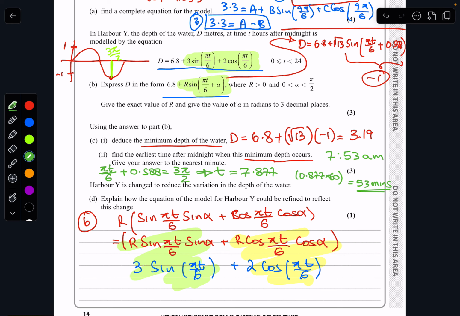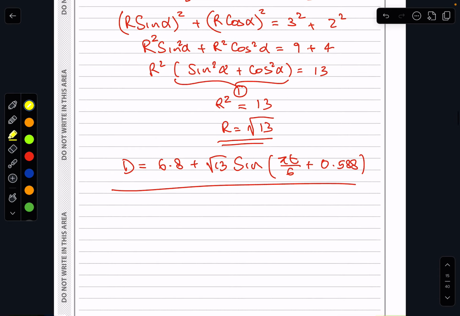Part D, explain how the equation of the model from the harbor Y could be refined to reflect this change. I misread. I didn't read the previous part. So it said the harbor Y is changed to reduce the variation in the depth of the water. Explain how the equation of the model could be refined to make this change. Essentially, we can change the coefficient that we have in front of the sine graph. Therefore, that will reduce the maximum and the minimum. So let's write that down here.